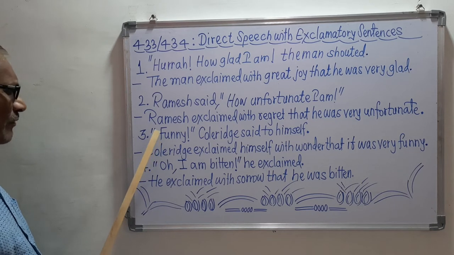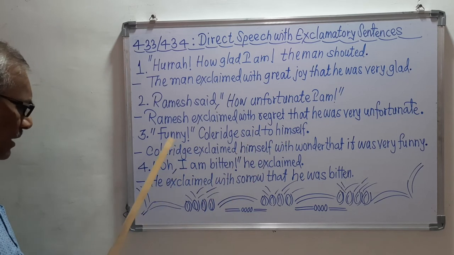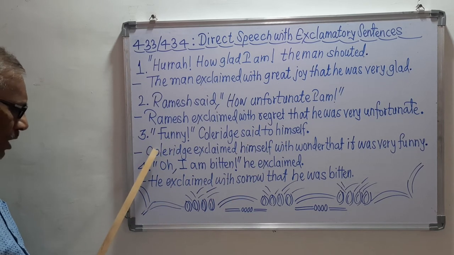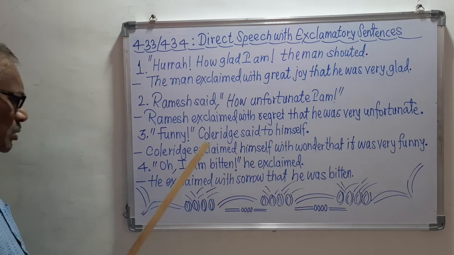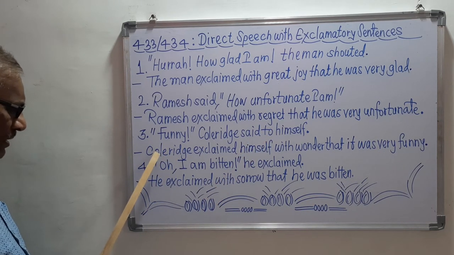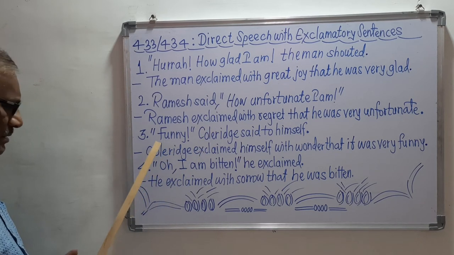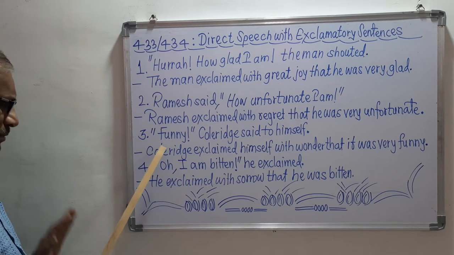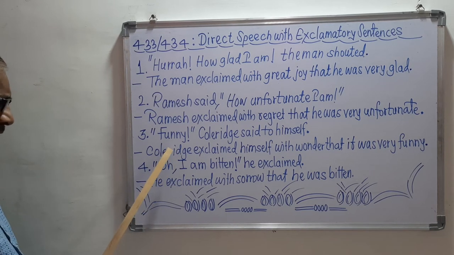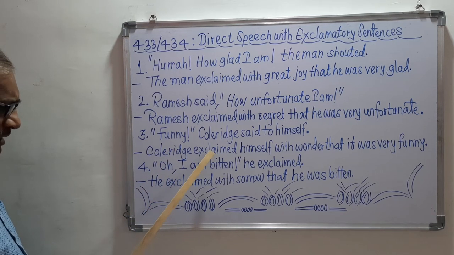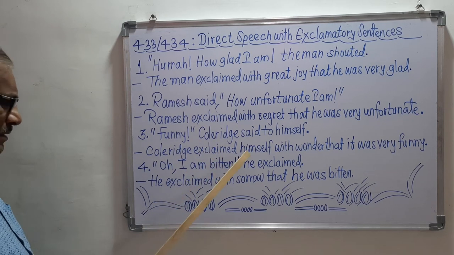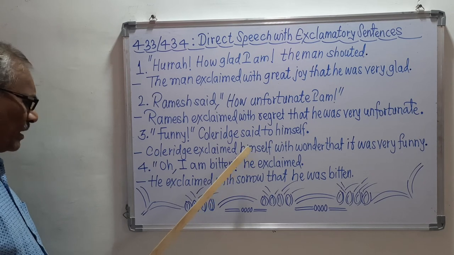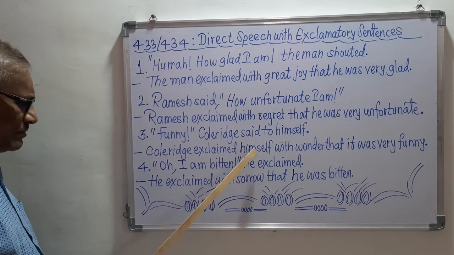The third sentence is: "How funny," Coleridge said to himself. Remember, here is the answer: Coleridge exclaimed to himself with wonder that it was very funny. So remember, I have taken this Coleridge as it is, because it is the subject, and the subject or the speaker is always taken as it is. Then I have taken exclaimed in place of said to, and that's why here is exclaimed. Then there is himself. This himself is the listener, so I have taken it as it is.